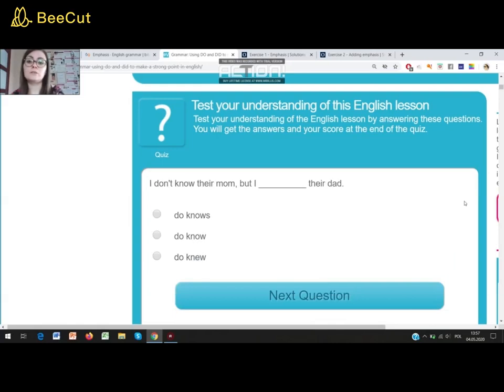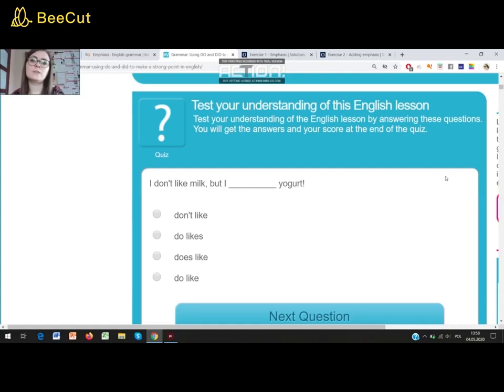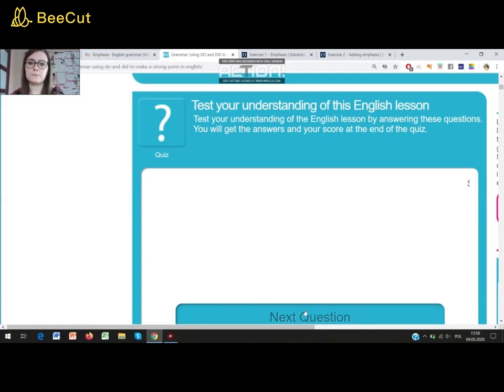I don't know their mom, but I do know their dad, right? Present simple auxiliary verb. I don't like milk, but I do like yogurt. Yeah, and we mostly use it with verbs referring to our feelings. As you can see, most of the examples here are regarding our preferences, or if we know something or not.